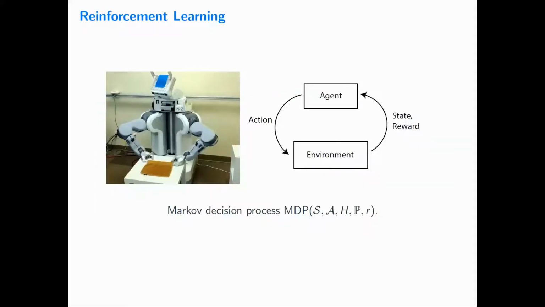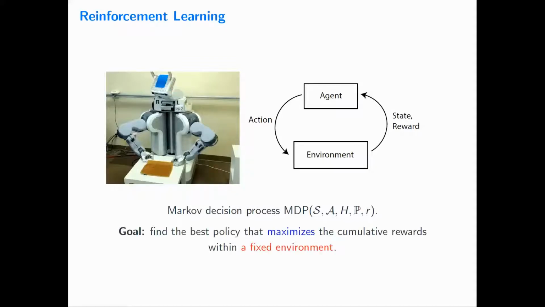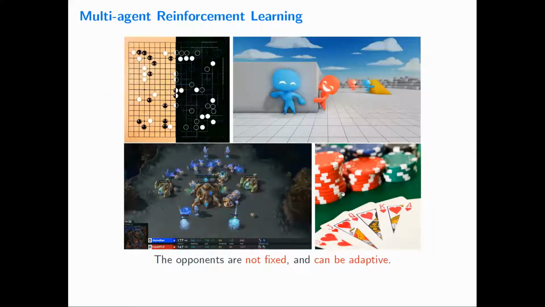So nowadays, reinforcement learning has achieved a lot of success, and usually the underlying model is the Markov decision process, where the agent is interacting with the environment. In every round, the agent takes an action, and the environment reveals to the agent the next state and the reward. In that case, the goal is to find the best policy that maximizes the cumulative reward within a fixed environment. However, this definition no longer works in a lot of scenarios.